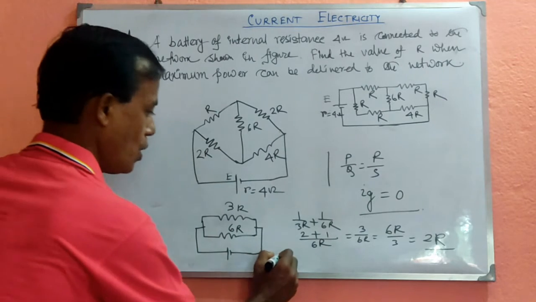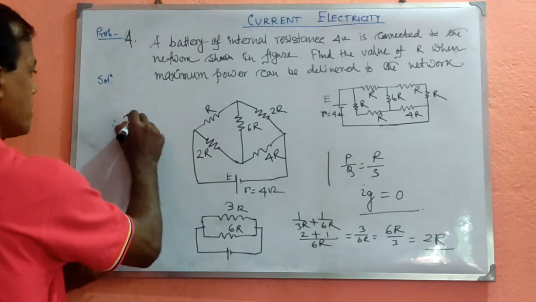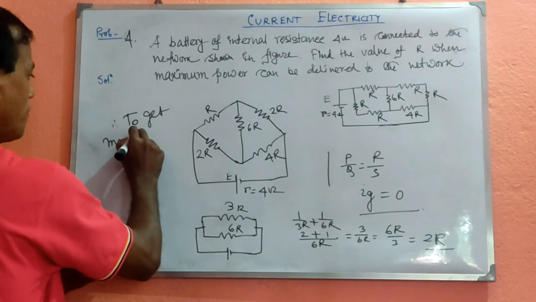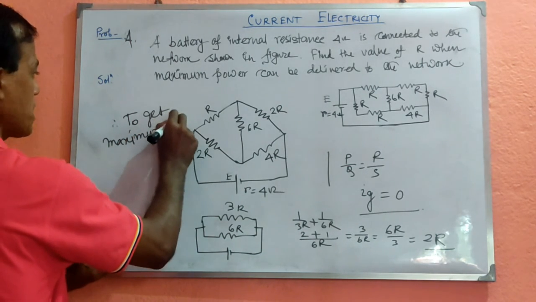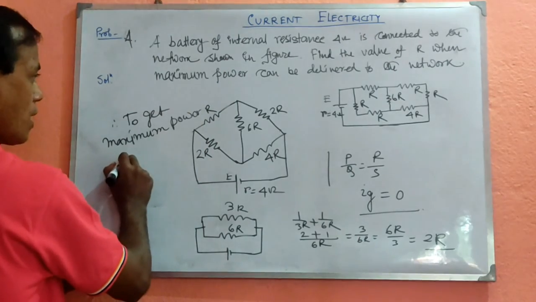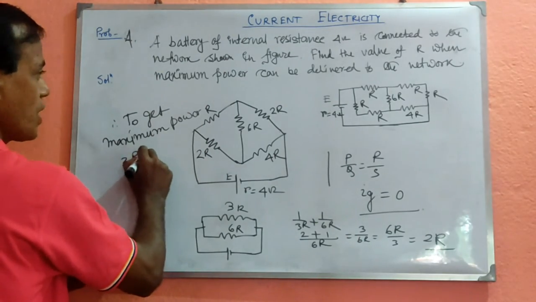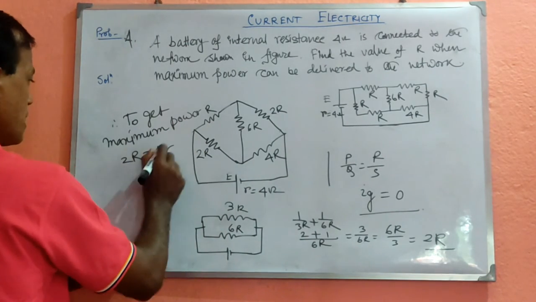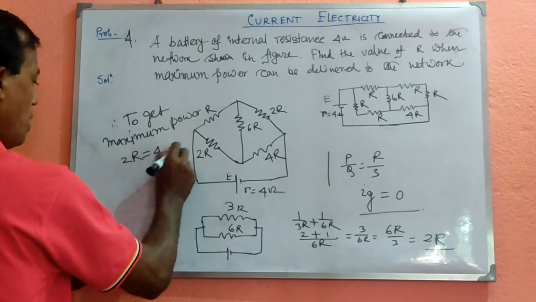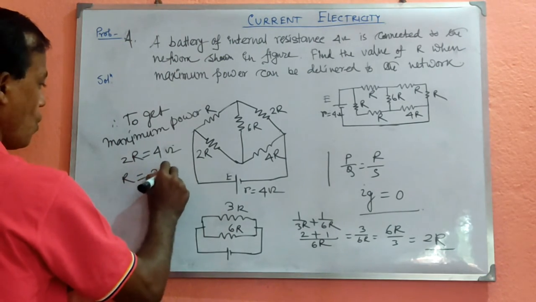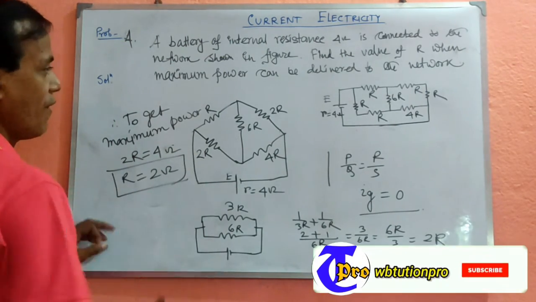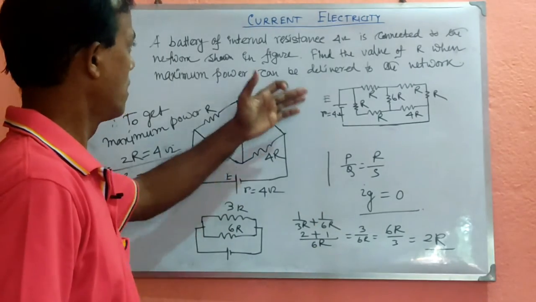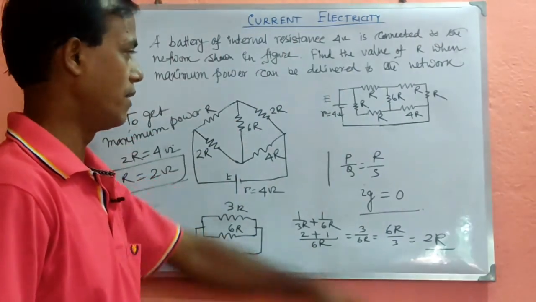So to get maximum power, 2R must be equal to 4 ohm, the internal resistance of the battery. R is equal to 2 ohm. So if the value of resistance R is equal to 2 ohm, then we get maximum power delivered.